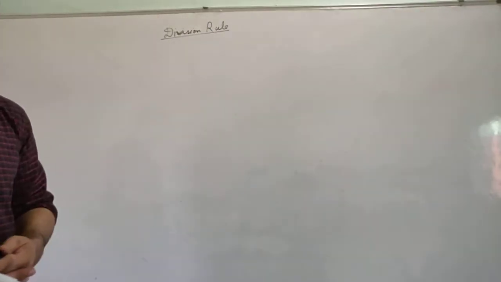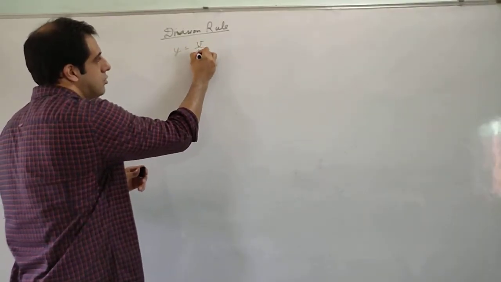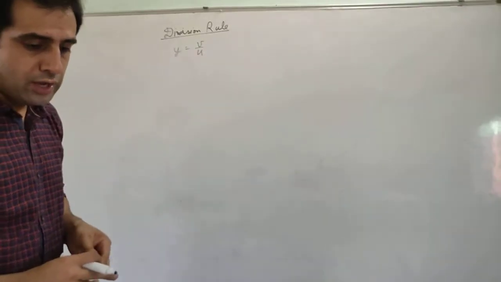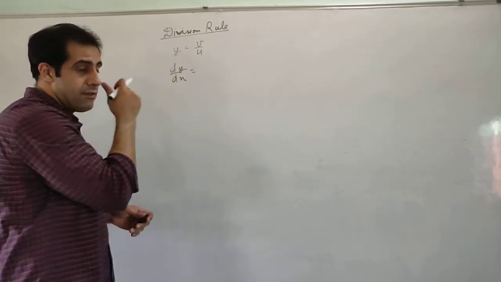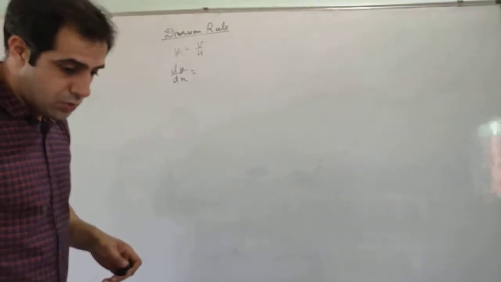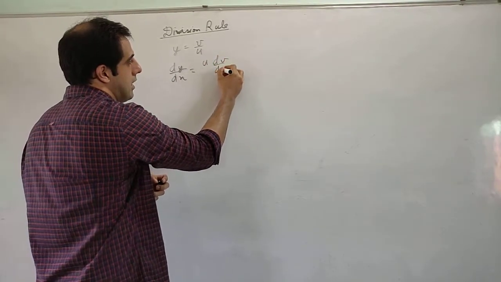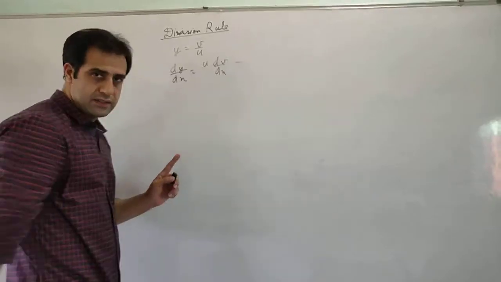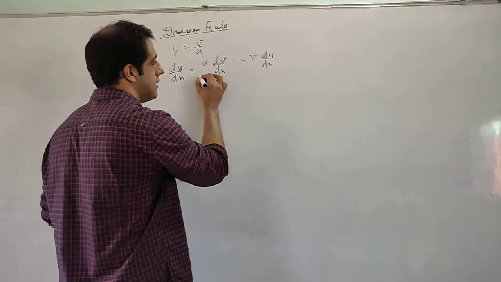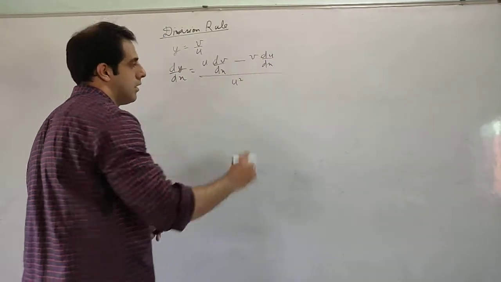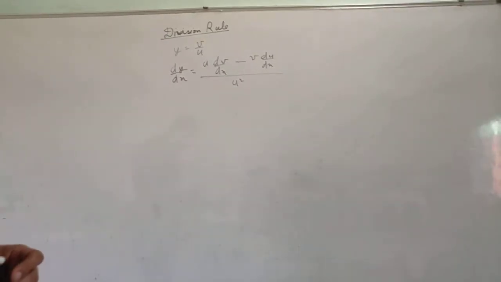Division rule. Now what does division rule state? It states that if y equals v by u, now it is not v into u, it is v by u, then dy by dx will be equal to u dv by dx minus v du by dx, divided by u square. Pause the video, look at it again.